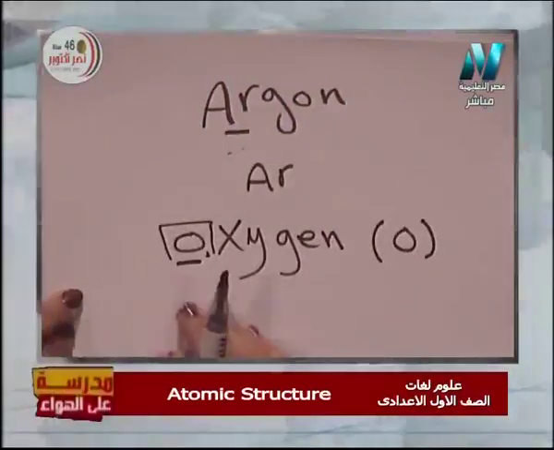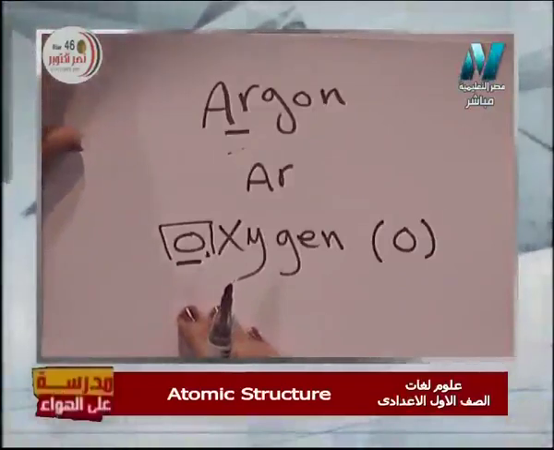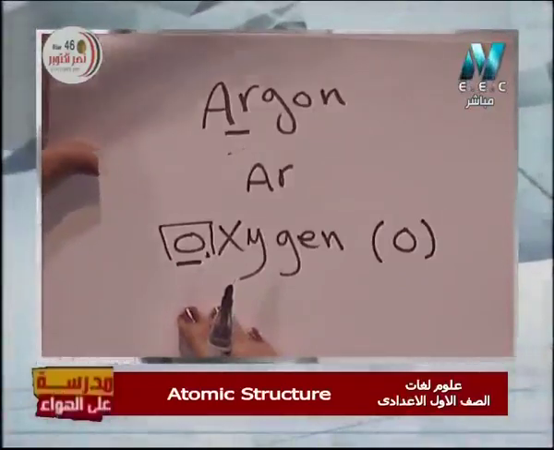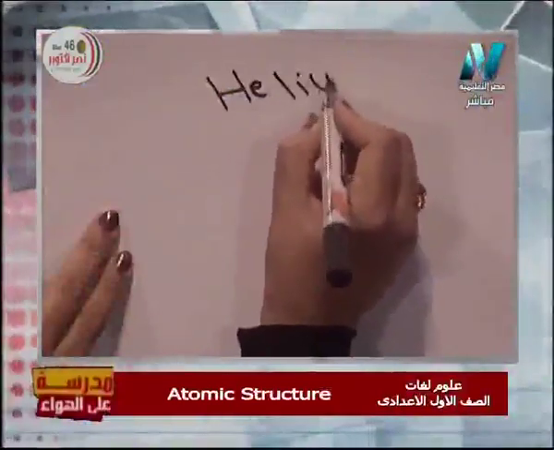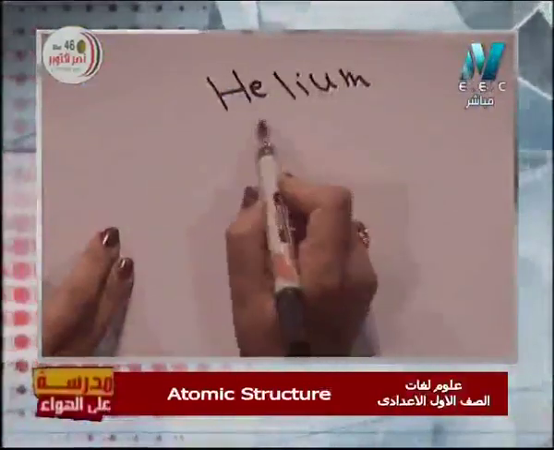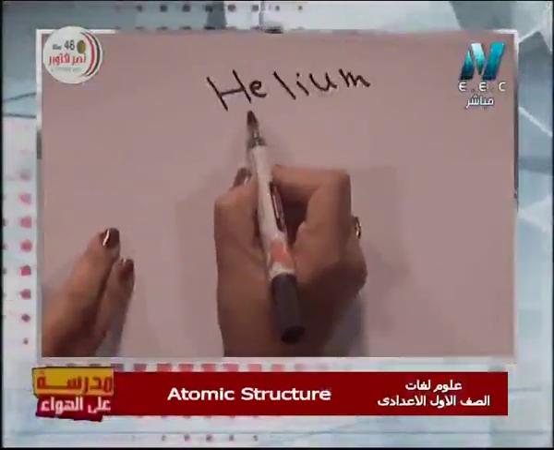Okay? Now, some elements have the same first letter in their names. So we can choose the first letter and the second letter. So it is represented by the first letter and the second letter, as in helium. Helium is a gas, also a noble gas. Helium, its first letter is H.